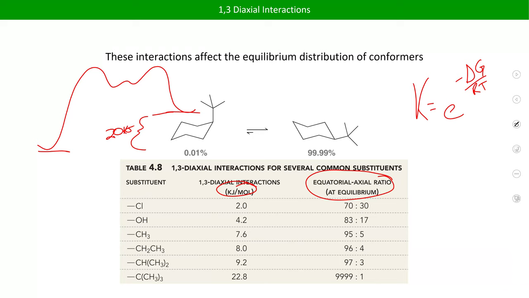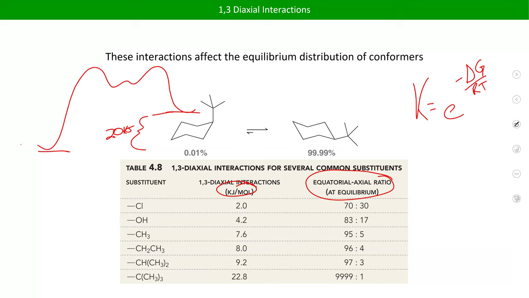So in that case, our K value is not that big, which is why you wind up with a 70-30. It's not that far off of a 50-50 ratio, right? Because the difference in these heights relative to each other is pretty small. As the difference in height gets bigger, so as we go down this table, our ratio favors putting that substituent in the equatorial position more and more.